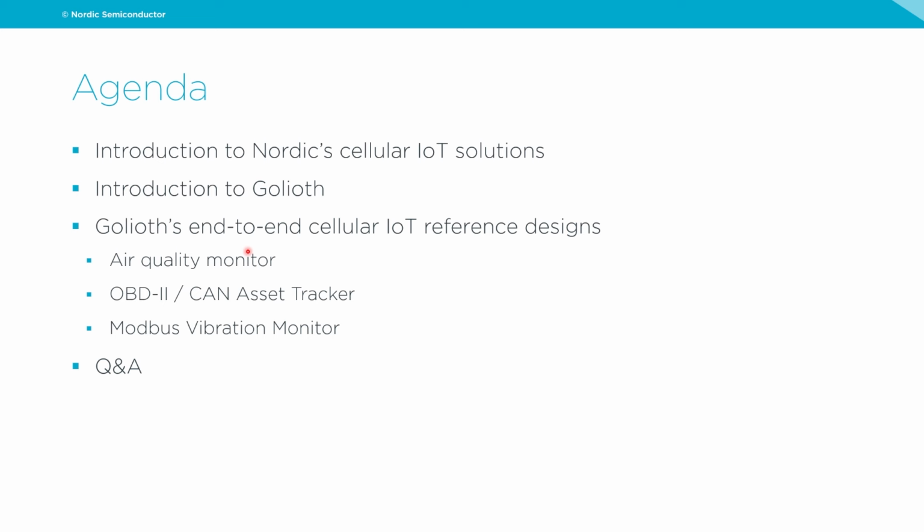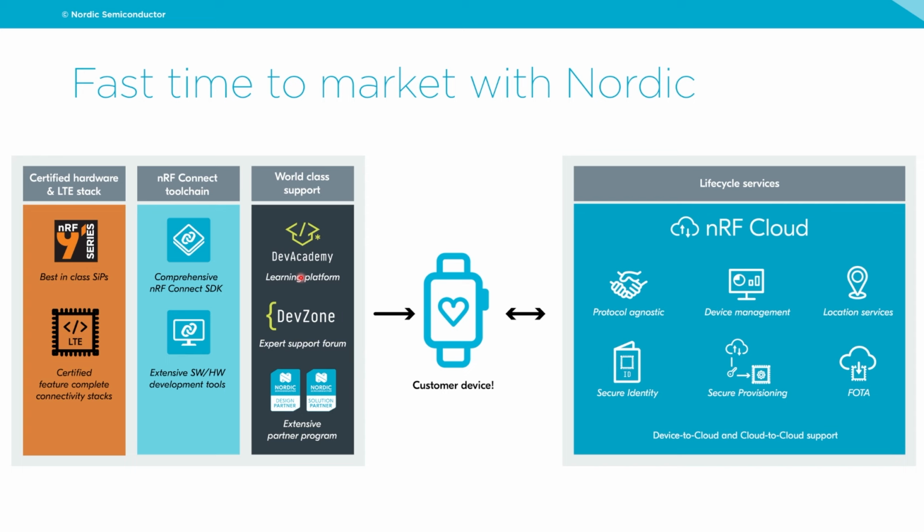Okay, so a quick run through of the agenda. We'll give a quick intro to Nordic cellular IoT solutions. That will be my part, about 5 to 6 minutes, and then I'll hand it over to Chris and Mike to introduce Golioth and go through the meat of this webinar, where they show us their end-to-end cellular IoT reference designs based on the nRF9160 device. Specifically, they'll show an air quality monitor, CAN asset tracker, and Modbus vibration monitor, and after that, we'll have the Q&A.